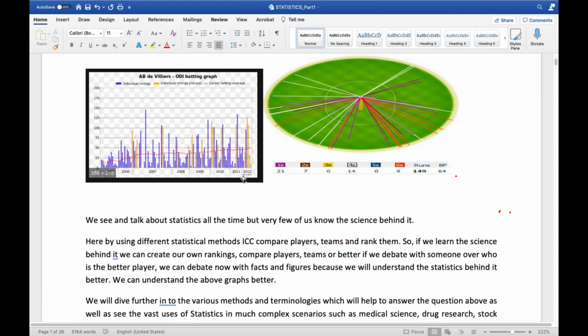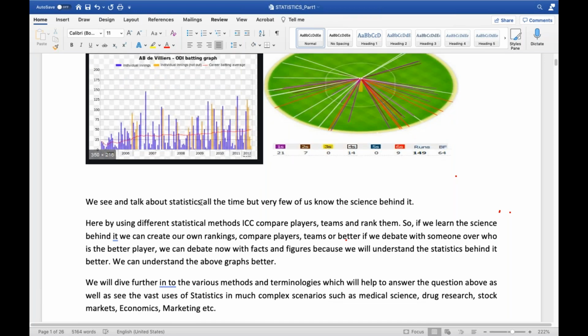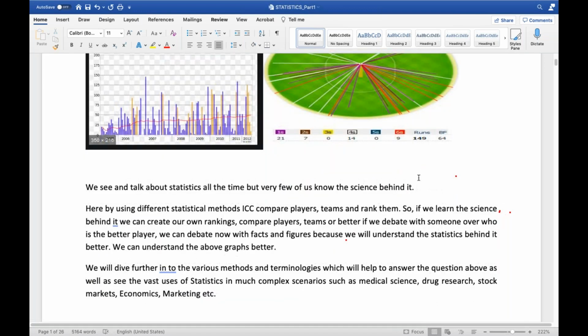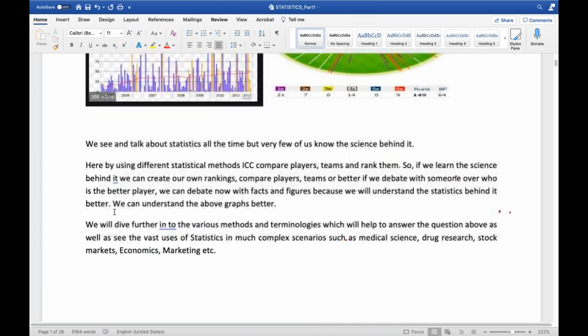So that's it, guys. We talk about statistics all the time, but very few of us know the science behind it. Even without knowing statistics, we are taking some kind of decision, but internally the background is statistics. Here, by using statistical methods, the ICC compares the players and teams and ranks them. If you learn the science behind it, we can create our own.